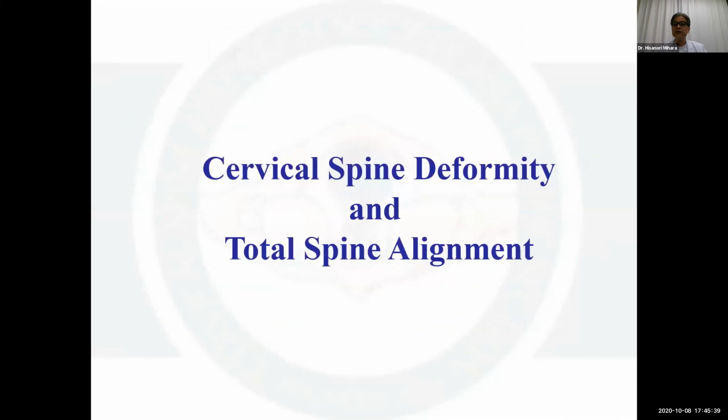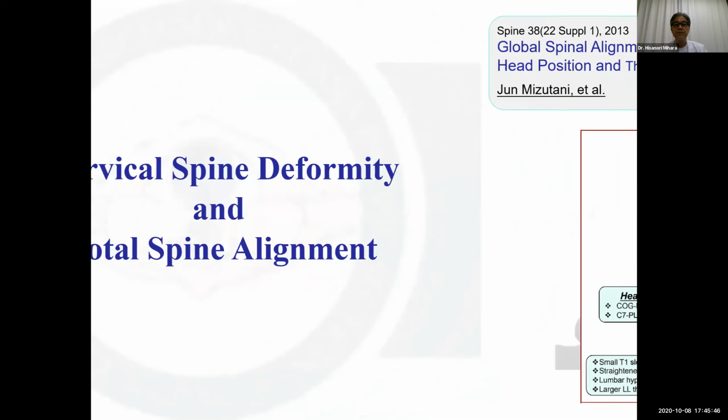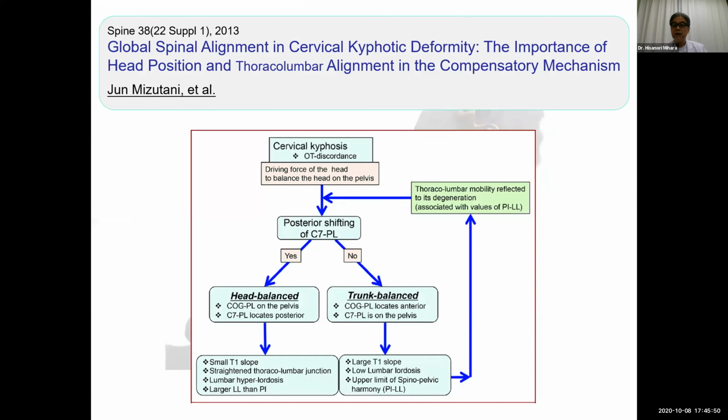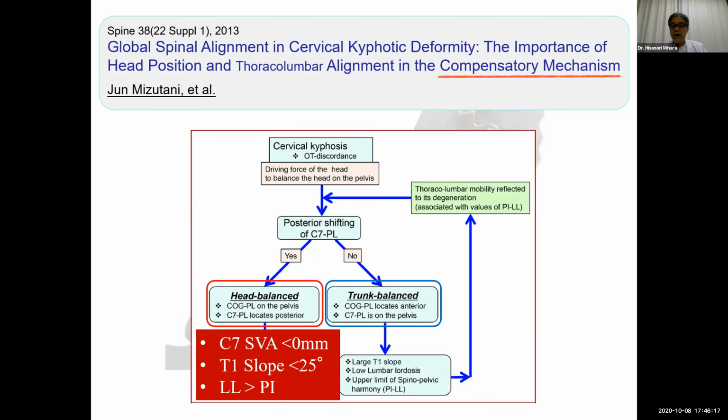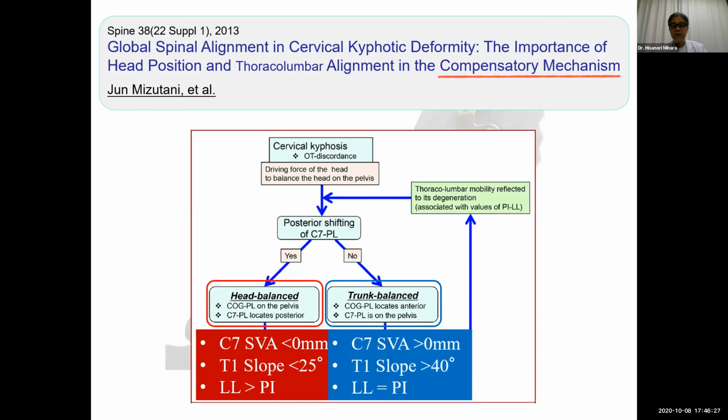Let me explain the relation between cervical spine deformity and total spine alignment. Dr. Mizutani explained global spinal alignment in cervical kyphotic deformity from the point of view of the compensatory mechanism. He divided cervical kyphotic deformity into head balanced type and trunk balanced type by presence or absence of compensation by the thoracolumbar spine. In short, head balanced type was compensated by backward shift of C7 SVA, and trunk balanced type was not compensated.